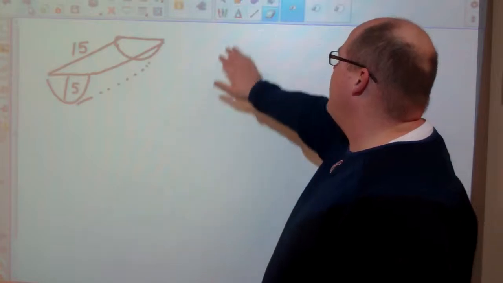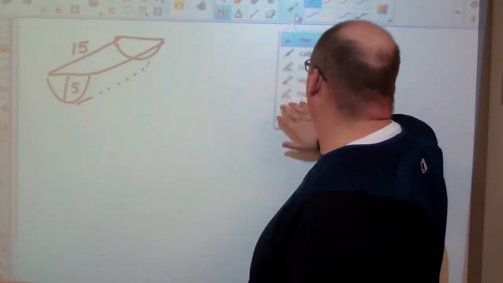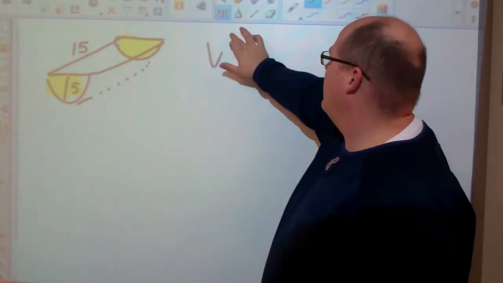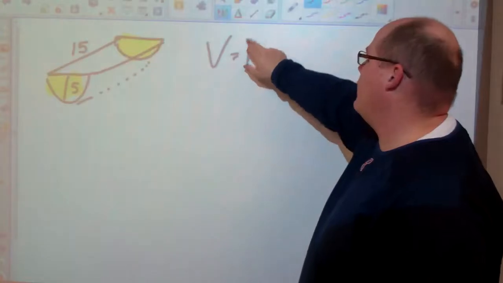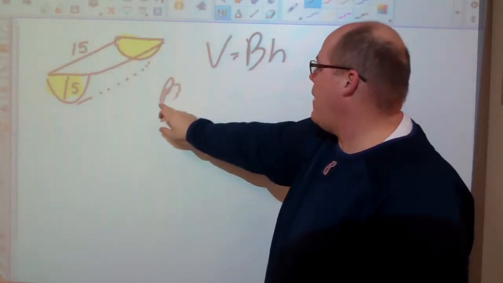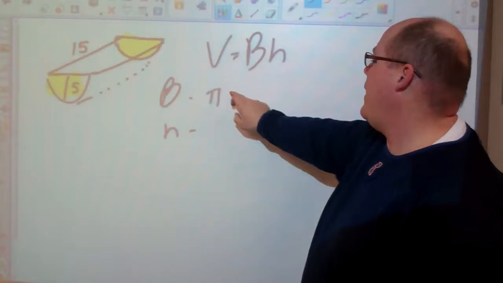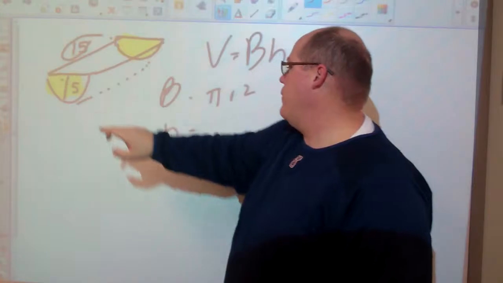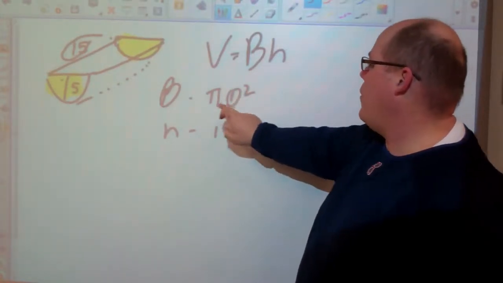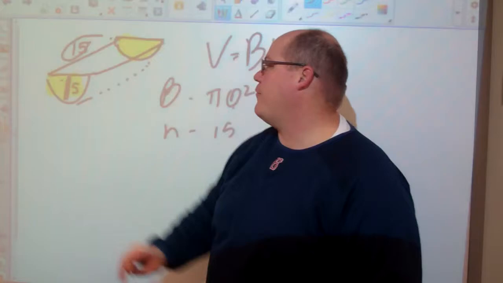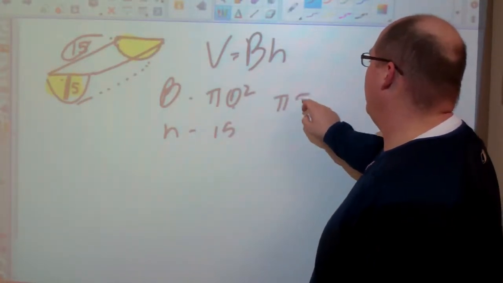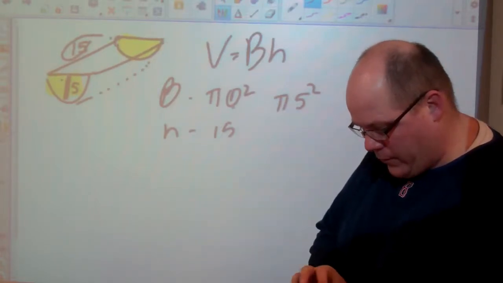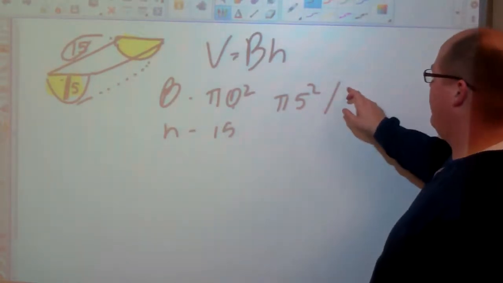So again, what we're going to do, I'm going to shade my bases. Write down my formula. This is a cylinder, so the formula is volume equals capital B H, pi r squared. Height, 15, connecting the two bases. My radius is 5, half the circle. So pi 5 squared. 5 squared is 25 times 3.14. We're going to use for pi, 78.5.